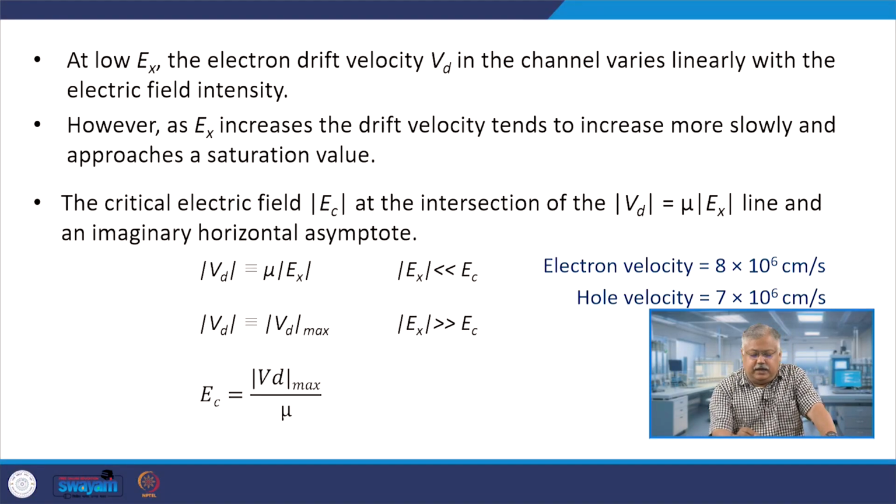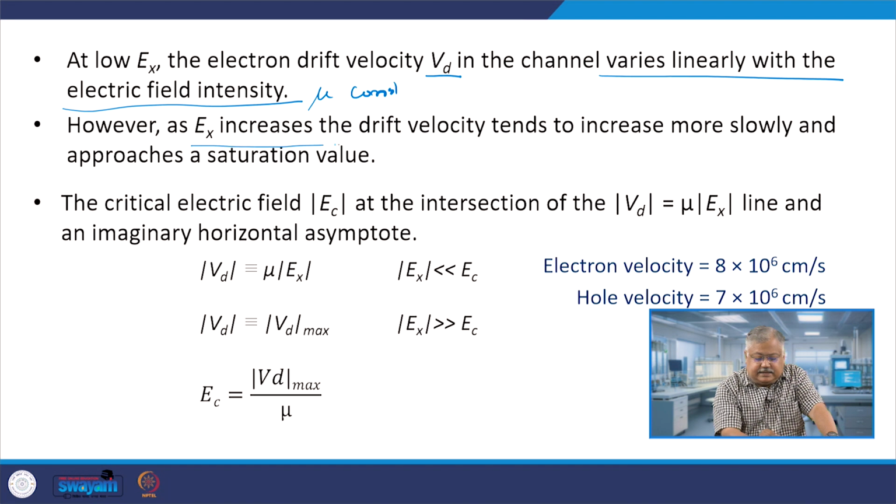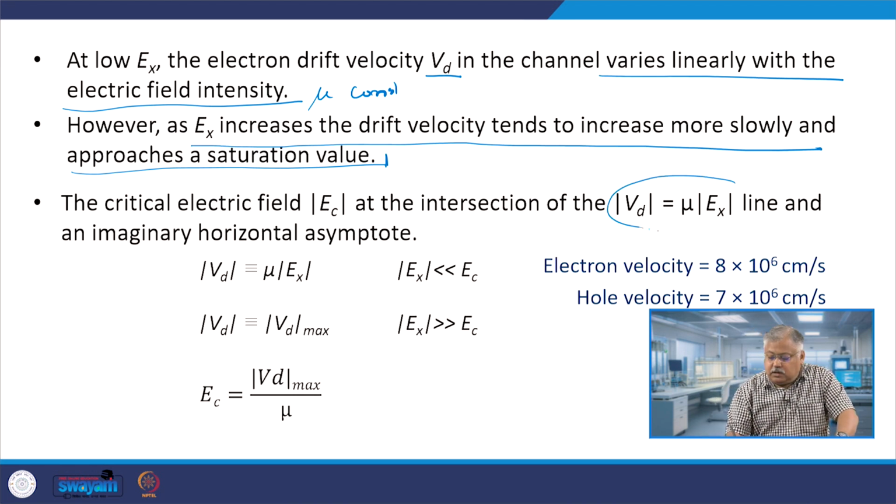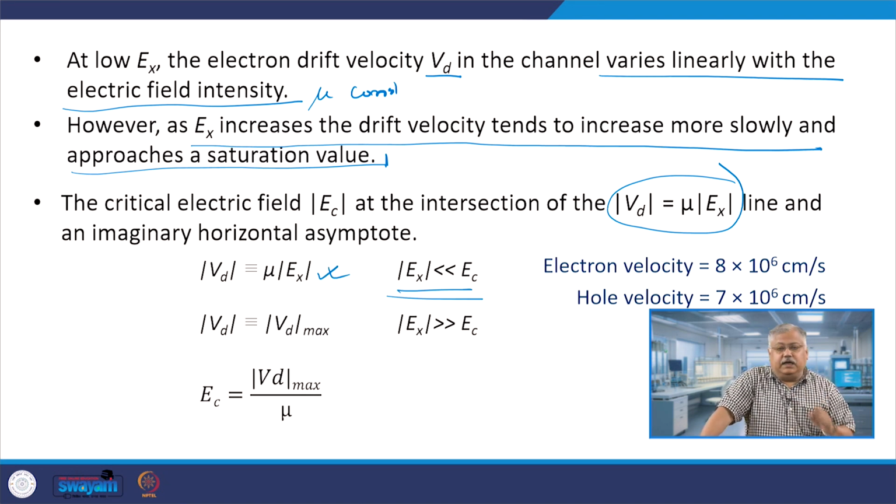Now, at low Ex, or a low electric field, as I discussed with you, the drift velocity in the channel varies linearly with the electric field, which makes the mobility constant in this case. However, as Ex increases, the drift velocity tends to increase more slowly and approaches the saturation value, which we just now discussed. Therefore, this was the formulation which we used. So, we define an electric field known as Ec, or critical electric field, below which the mobility is almost constant and above which the velocity actually tends to saturate. And Ec is the point where this transition happens, right.